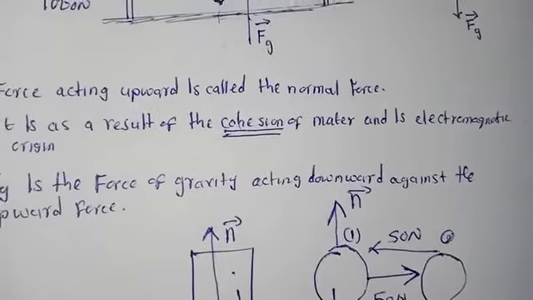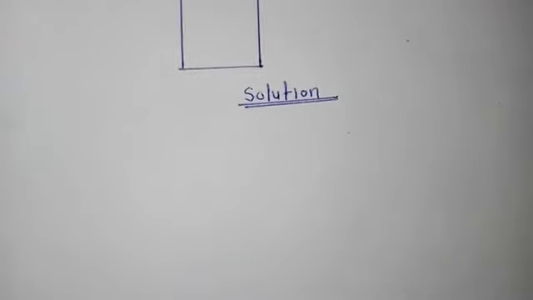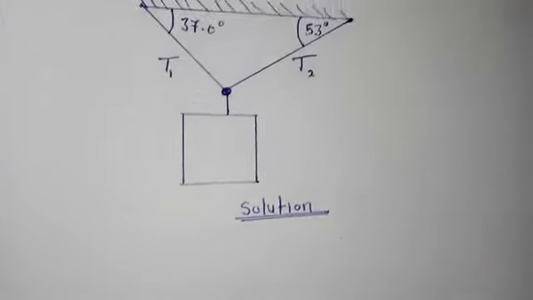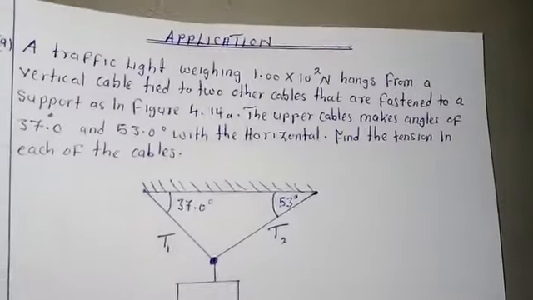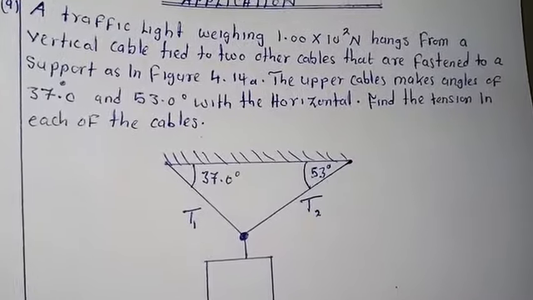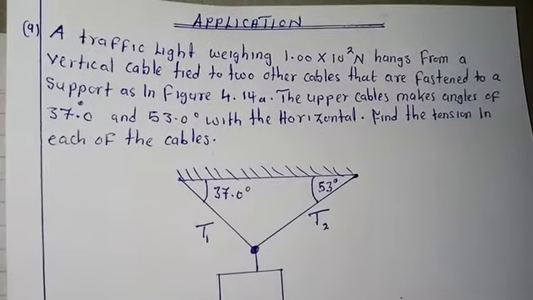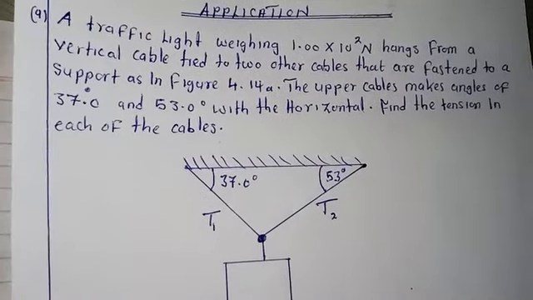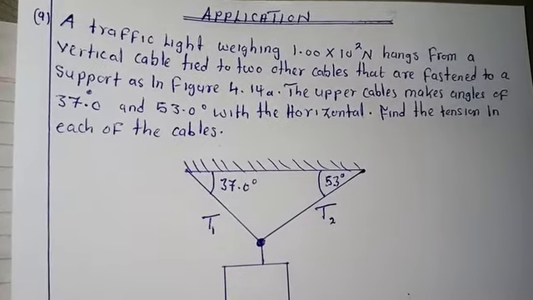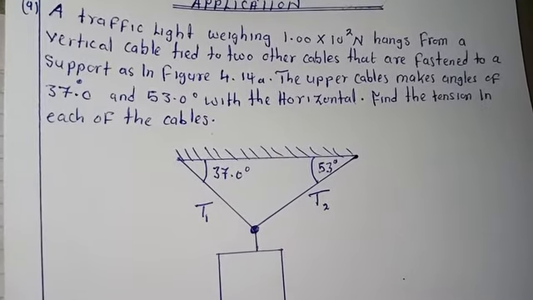All right, let's get to some other things. We have some practice questions here, an application. Let's try to apply whatever we've learned so that we see if it's going to hold or make sense. Here they're saying a traffic light weighing 1000 newtons, that is 100 newtons.